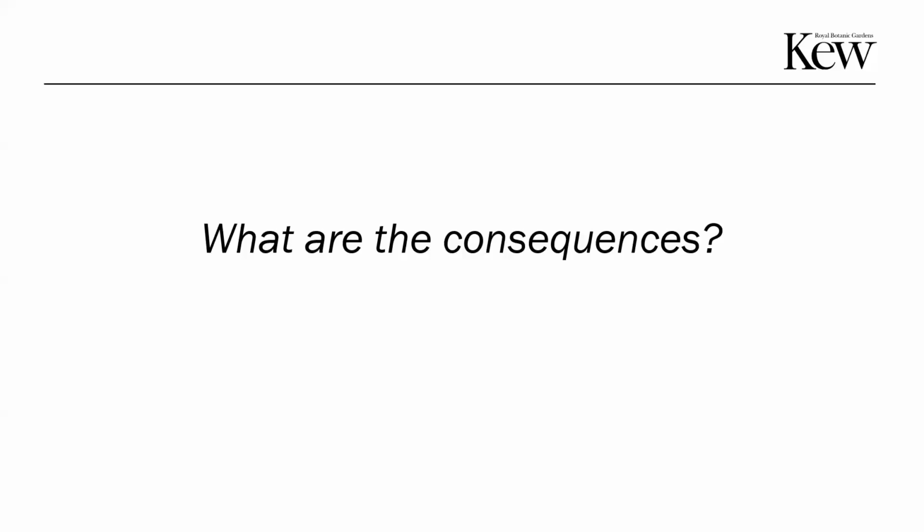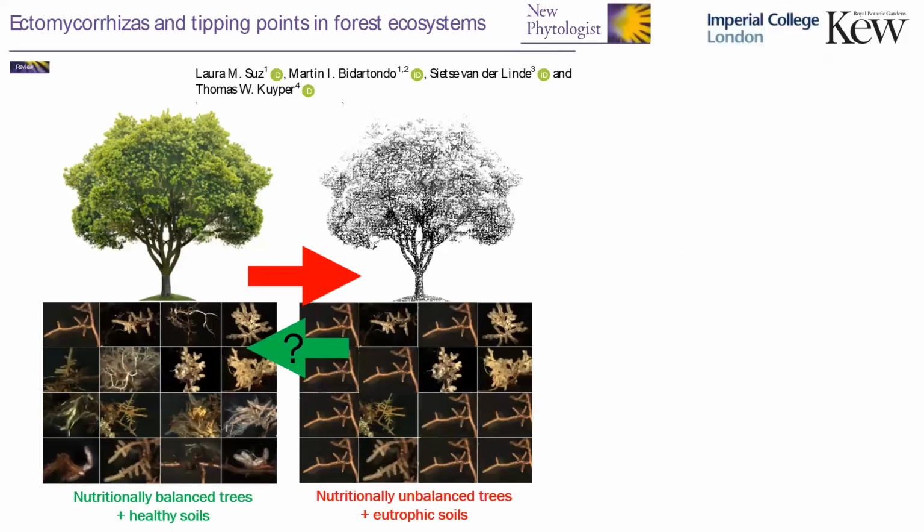We found that this shift in community composition was linked to the foliar nutrition of the trees, to the foliar nitrogen to phosphorus ratio. And we saw that when there is an increase in nitrogen, these communities change. There is a shift in community composition. And when communities change, we find that the trees show nutritional imbalances. And this is what we think is a tipping point in forests.